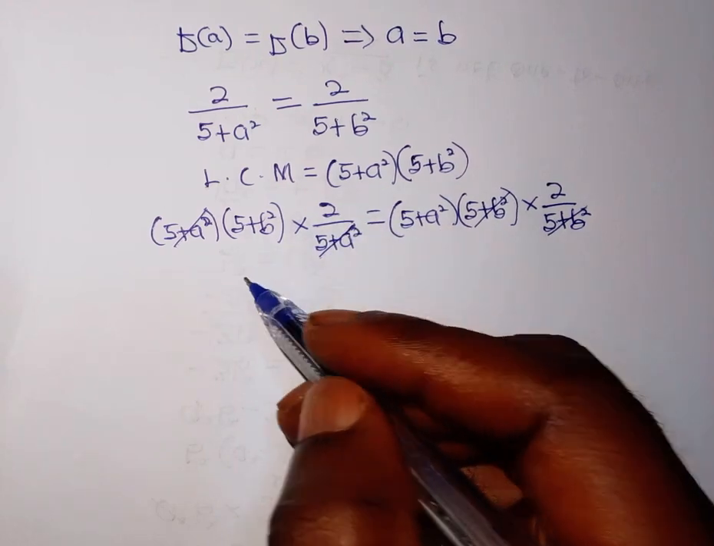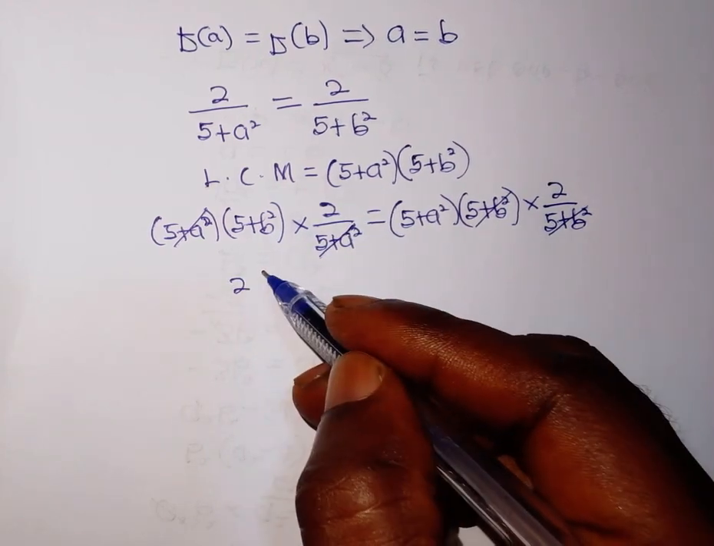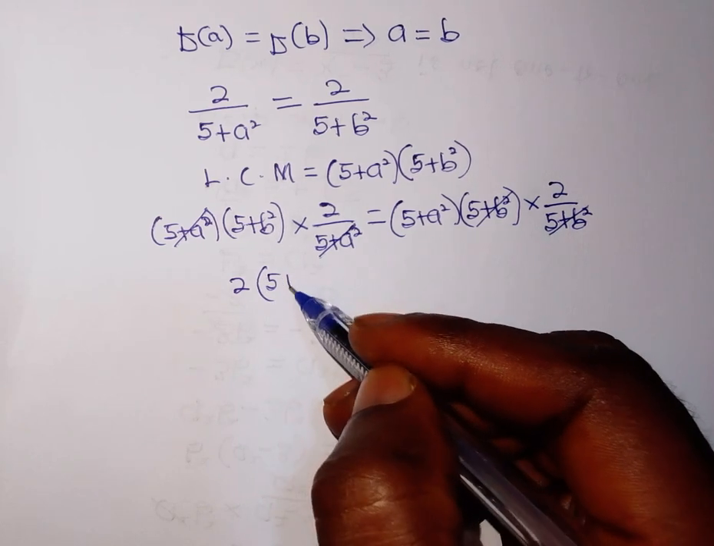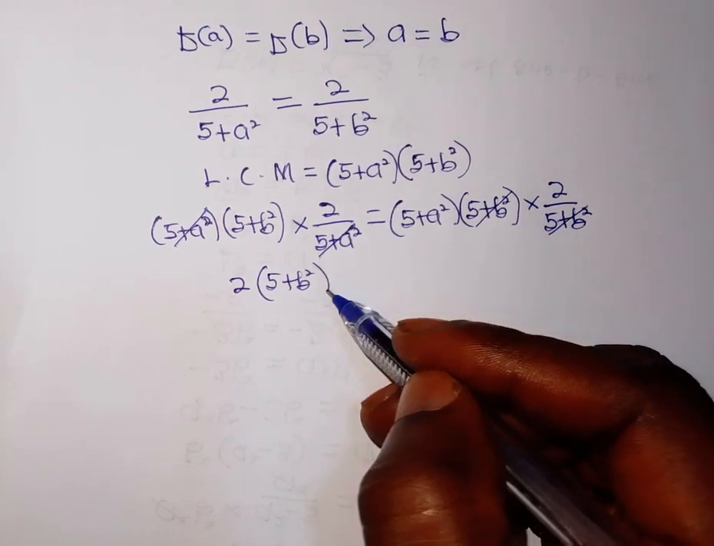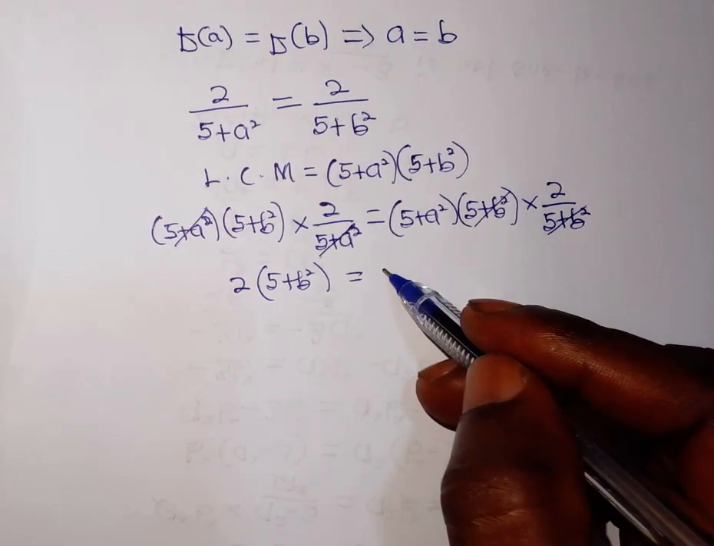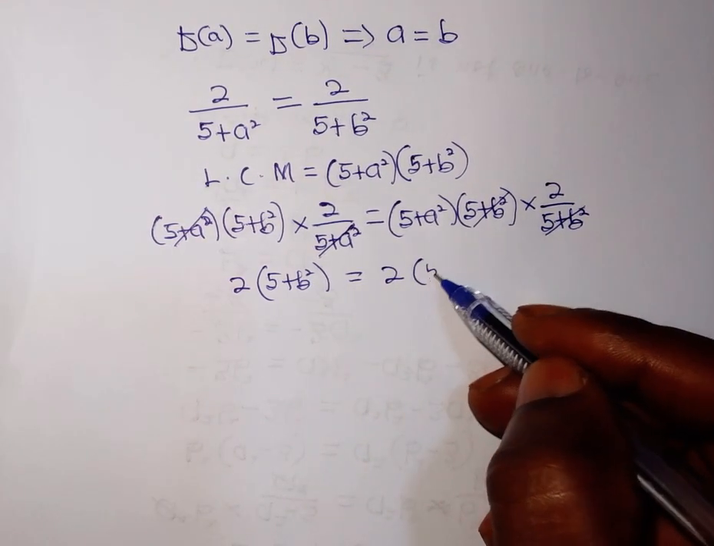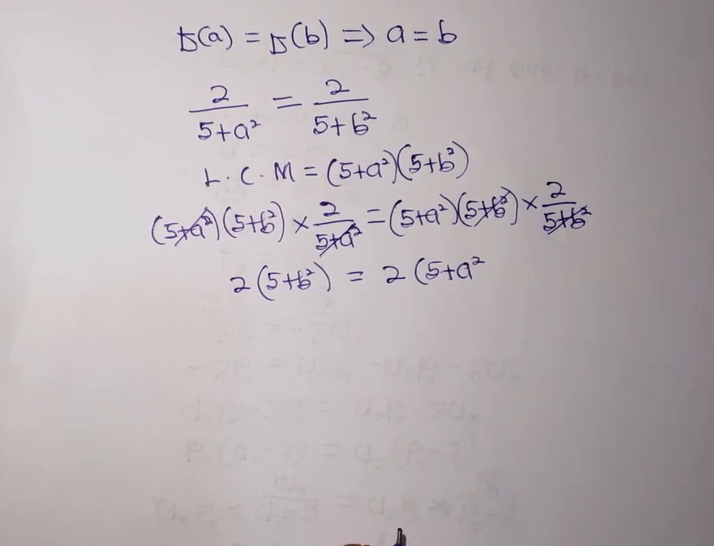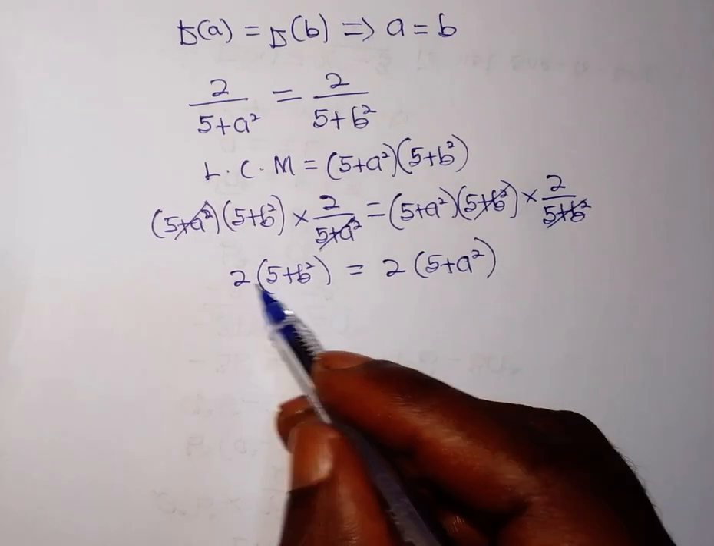It therefore means that we are going to have the expression 2 multiplying another expression: 5 plus b squared, which is equal to 2 multiplying the expression 5 plus a squared. Okay, yes. Now let's open the bracket.